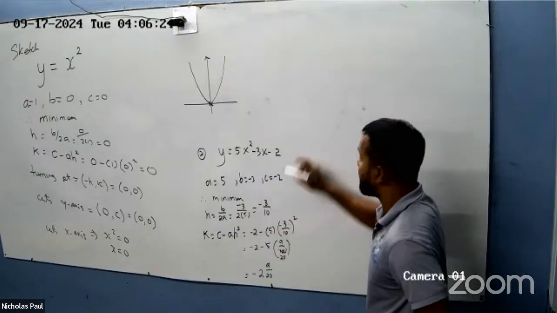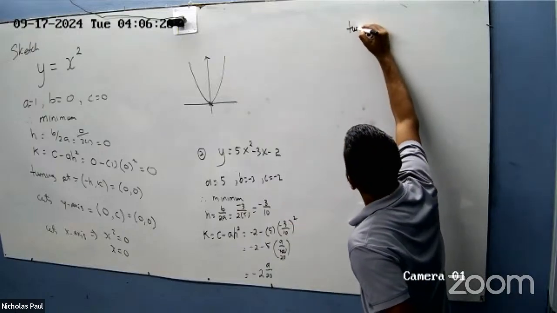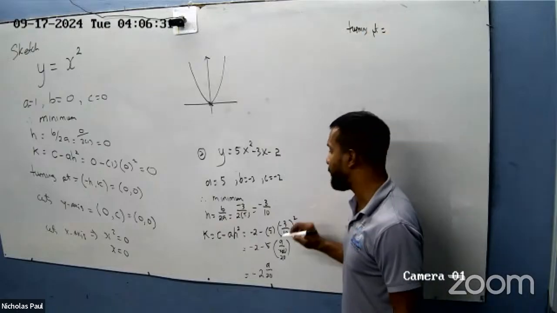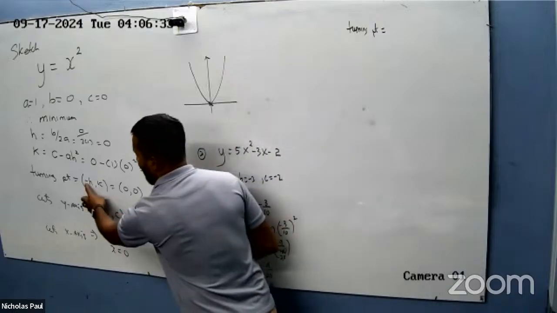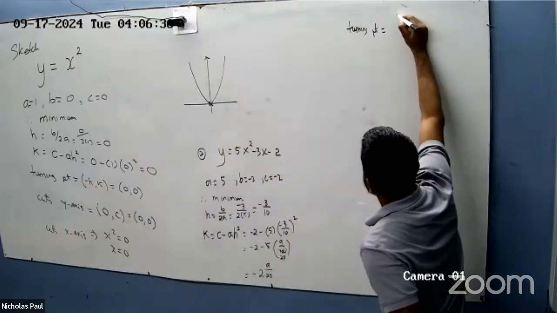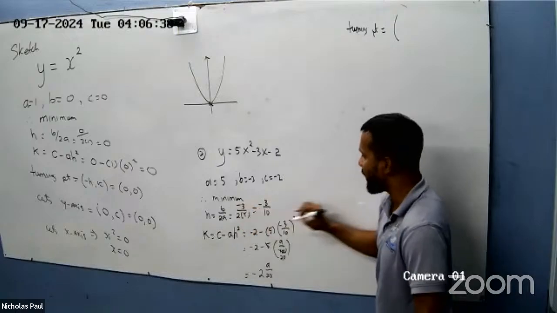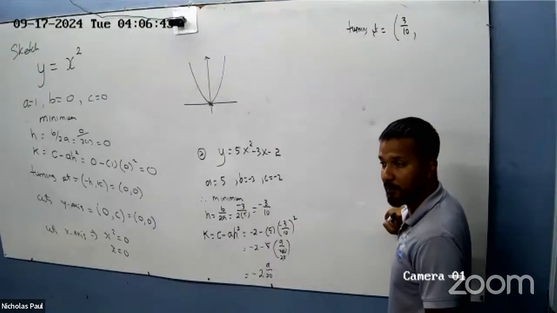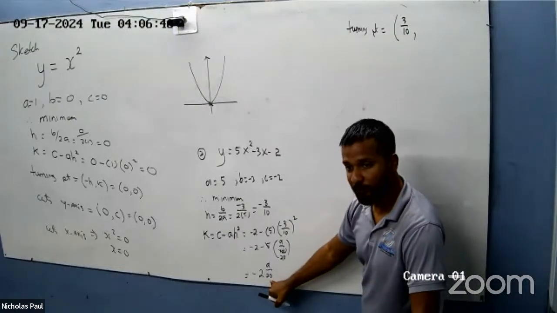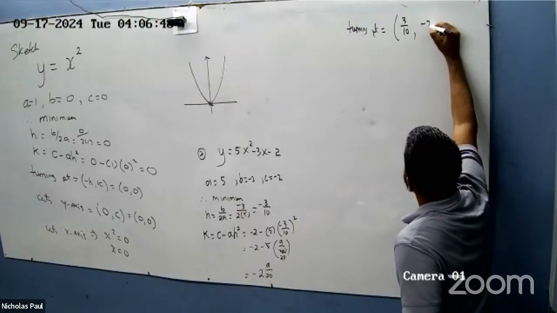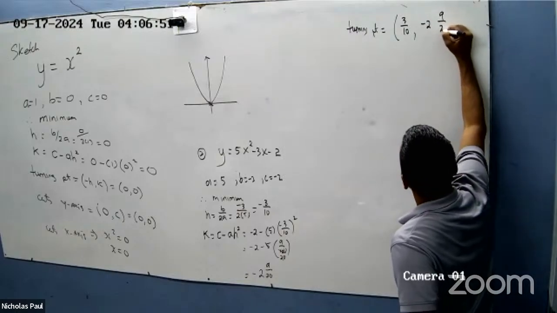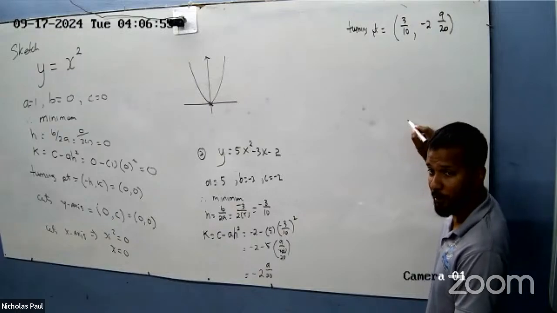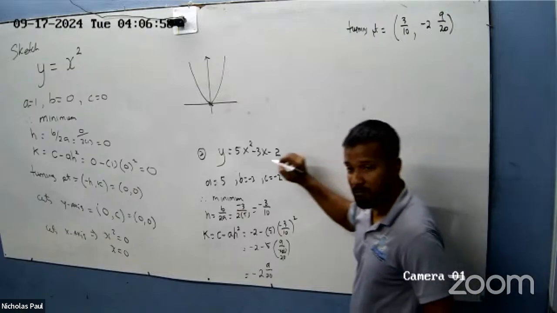Now, what is the turning point? The turning point is always minus H, K. So H is minus 3 on 10, so the turning point x-value is positive 3 on 10. And K is this value here, so you're writing minus 2 and 9 on 20. Everybody okay with that? H and K?